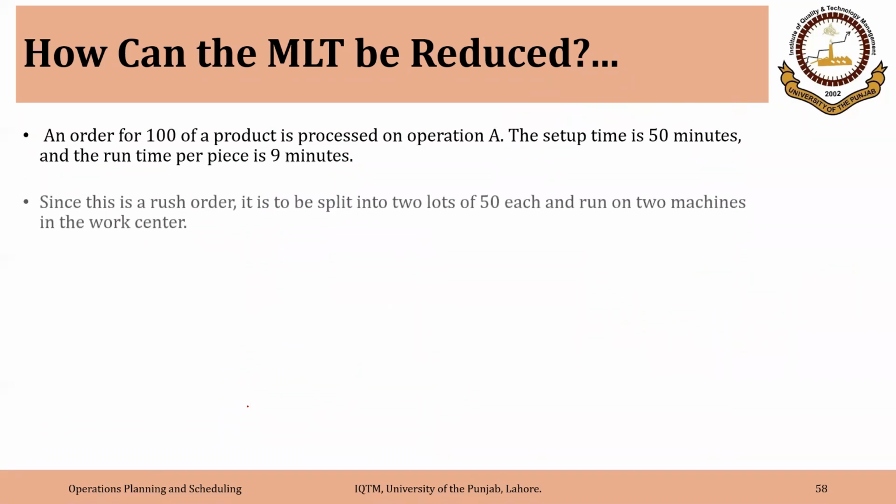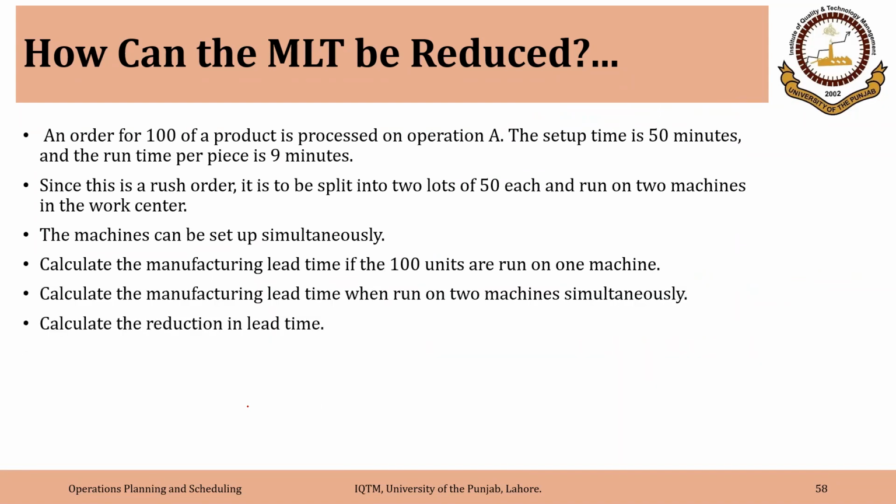So let's solve a very simple example, very similar to the one we saw. An order of 100 of a product is processed on operation A. The setup time is 50 minutes and the run time is 90 minutes per piece. Since this is a rush order, it is to be split into two lots of 50 each and run on two machines in the work center. The machines can be set up simultaneously. Calculate the manufacturing lead time if the 100 units are run on one machine, and the manufacturing lead time when run on two machines simultaneously.